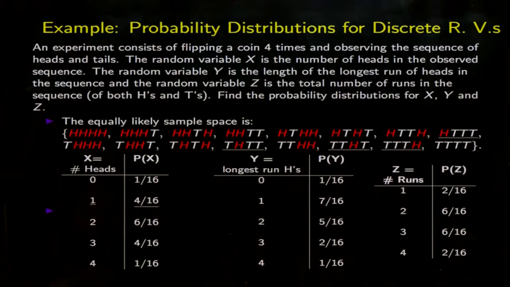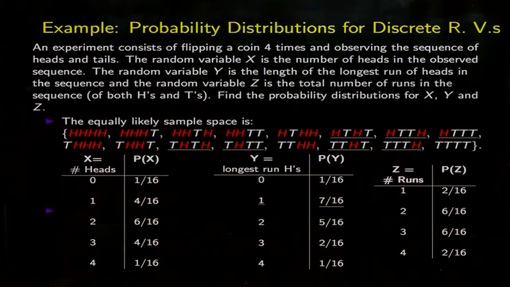For the probability x equals 1, I have to find all of the outcomes where the number of heads is exactly 1. We see there are 4 such outcomes. In fact, they correspond to the number of places that the head can appear. There are only 4 places the head can appear. And because they're all equally likely, with a probability of 1 over 16, we have the probability x equals 1 is 4 over 16.